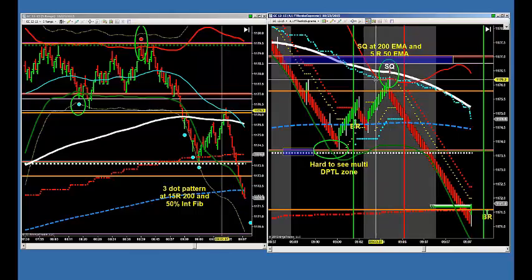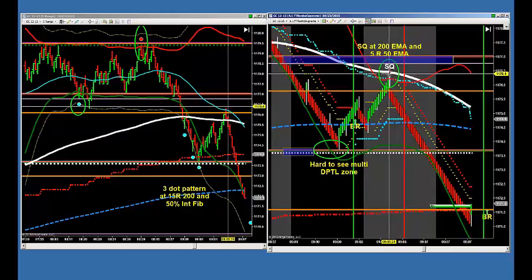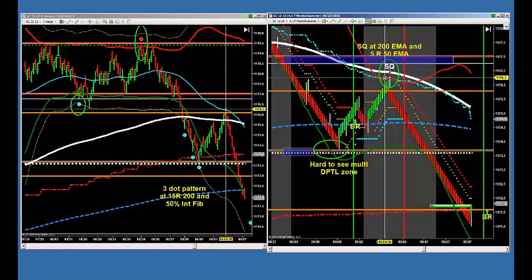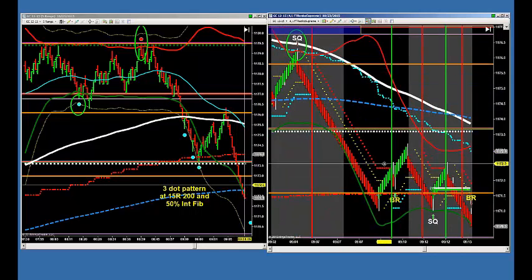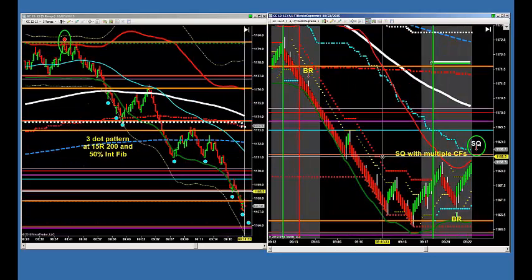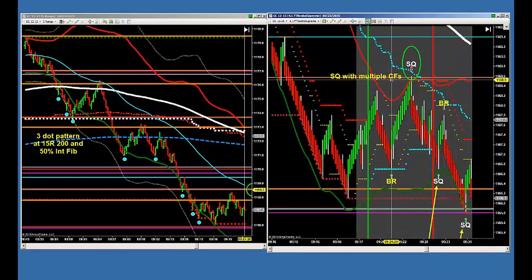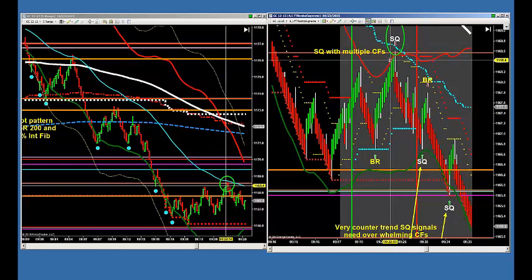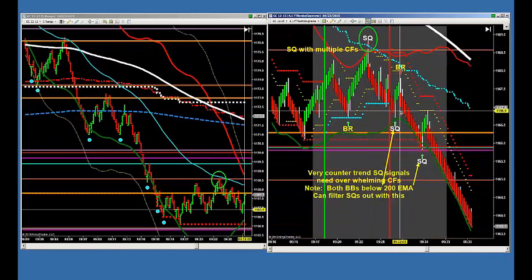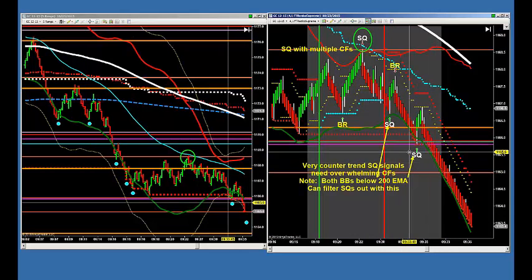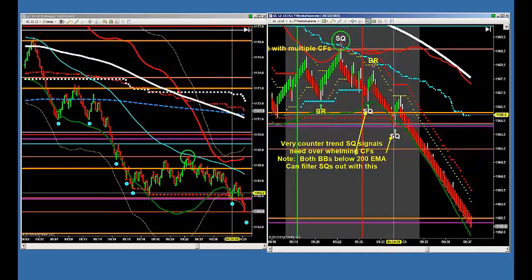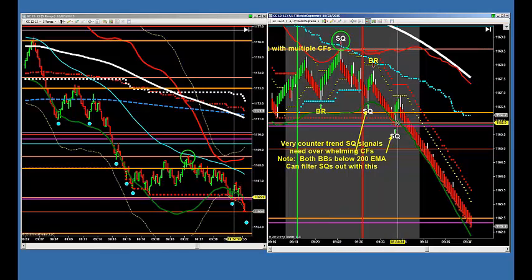More typical. We had a TED earlier with this same setup. I like this simply because I'm also at the 50 on the 5 range. I'm at the 200 on this chart, and you can see what effect that has. So moving along, SQ with multiple CFs. We've got DPTLs, we've got the 50 on the 5-range chart. It did quite well. These are very counter-trend SQ signals. Are we going to get little X1 dots when the market starts to move like this? Probably so. This is an SQ signal at a very good DPTL zone.